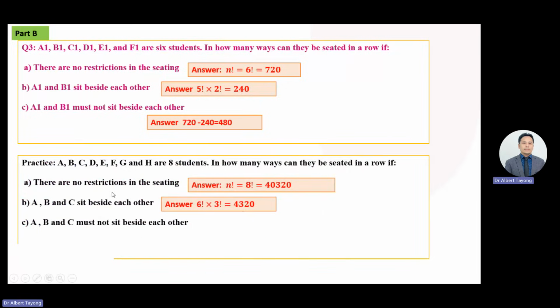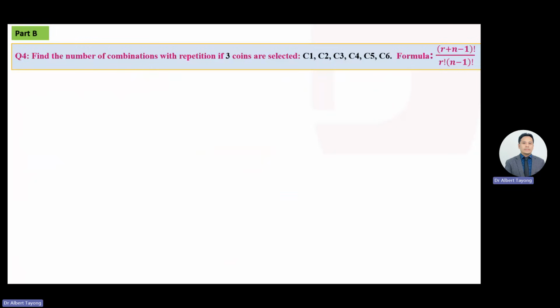The last one is the opposite of letter B. A, B, and C must not sit beside each other. So the whole, which is 40,320, minus the opposite, the answer is 36,000. Okay, so I guess this problem is very clear now. Let's proceed to the next.